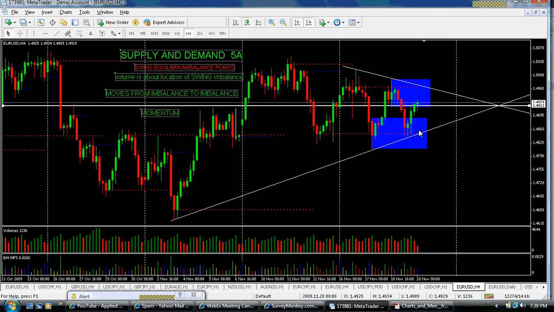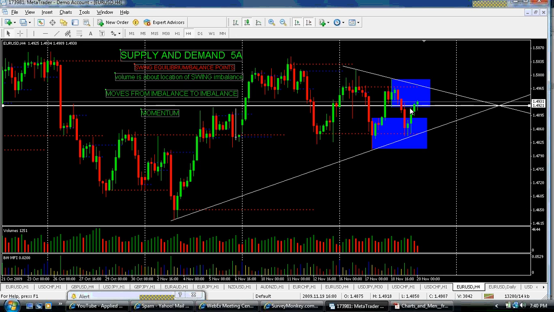And then the third area of swing equilibrium, or swing balance, is where we have our lines intersecting here, and we drew our midpoint. The midpoint of anything is going to be a balance point too. So this is swing equilibrium, and this is why we bounced up off of here earlier today. And this is why price has been stalling and meandering around the mid-range point, because this is equilibrium.